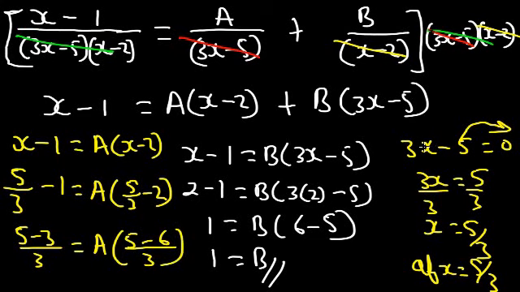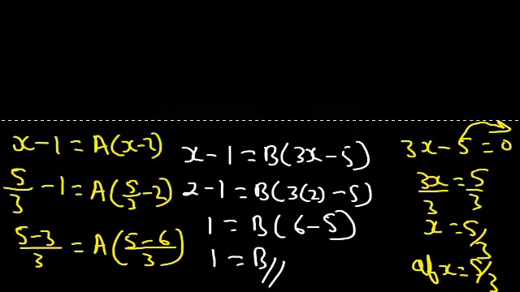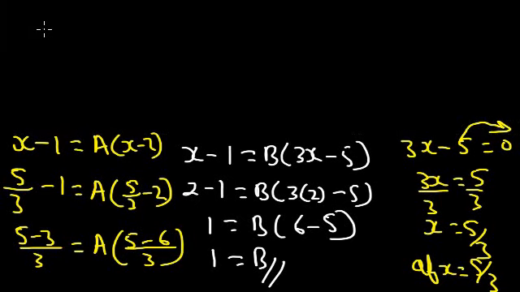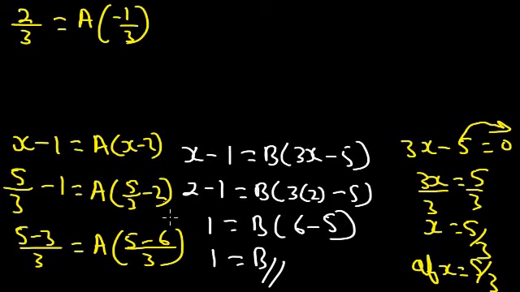So I really don't have enough space anymore. Let me get rid of this. I don't need that anymore. So 5 minus 3, that's 2 over 3, equals a multiplied by negative 1 over 3. How did I get negative 1? That's just 5 minus 6, that's negative 1. So multiplying that, 2 over 3 equals negative a over 3.